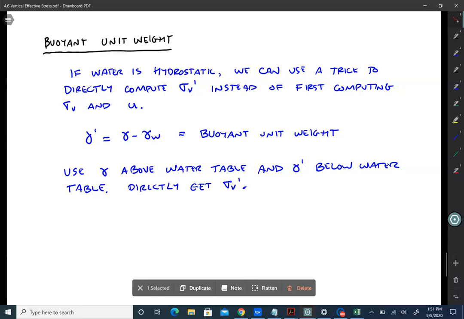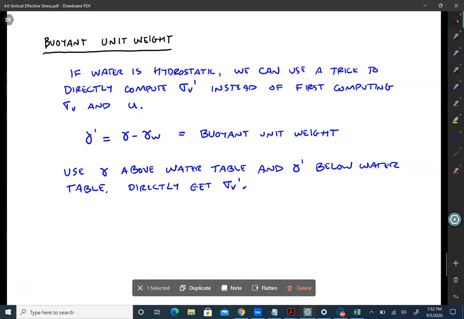Some people like to shortcut that though. They don't want to compute total stress and pore pressure first. They just want to go straight to effective stress. So there is a trick of using the buoyant unit weight for cases where you have a hydrostatic water table. If you have a horizontal water surface, there's no seepage happening, then the water pressure below the water table is just equal to gamma W times depth below the water table. And so there's a trick that you can do. If the water table is hydrostatic, you can use the buoyant unit weight here, which is defined as gamma prime. Gamma prime is buoyant unit weight, and it's equal to gamma minus gamma W.